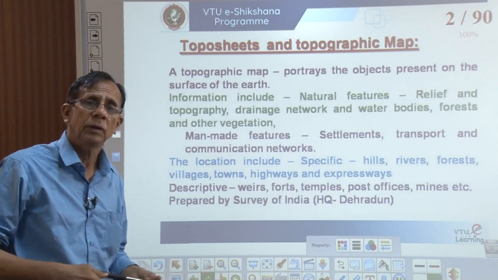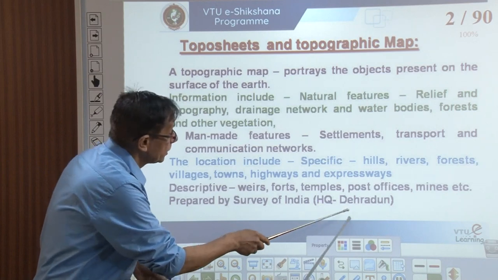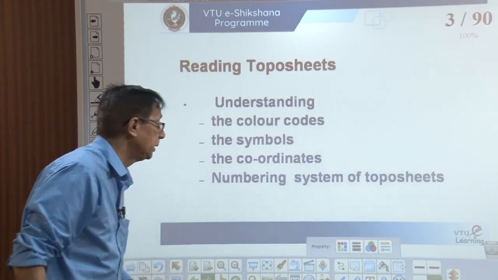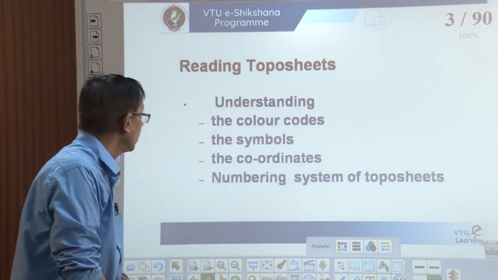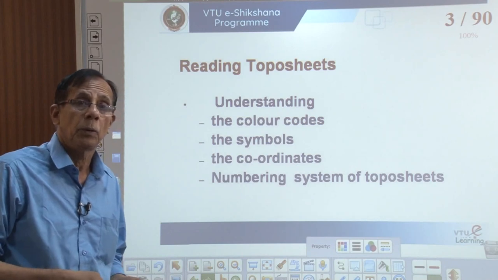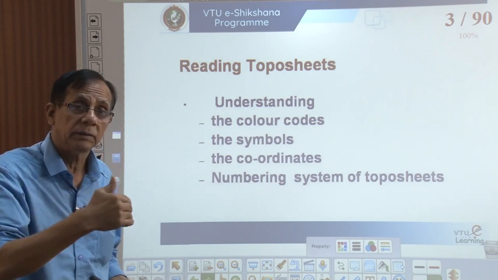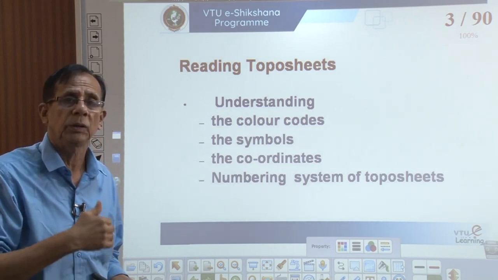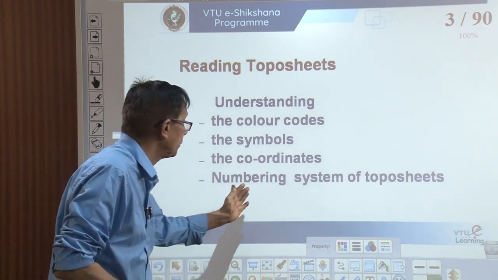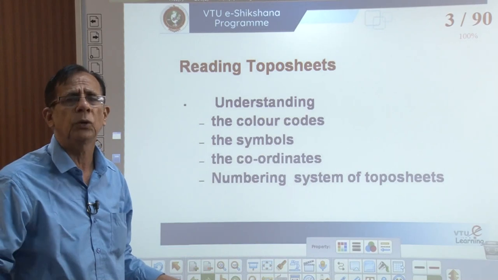They are the primary agencies, and they entrust it to some other government organizations. Therefore, we have to approach either of them, and there are various agencies like the Geological Survey of India that sell these. Now, if I have a topo sheet, how do I read it? First, I have to understand the basic features involved. Definite symbols, coordinates and color codes are used, and there is a number system followed. If I do not know any of these, I will fail to understand the topo sheet.